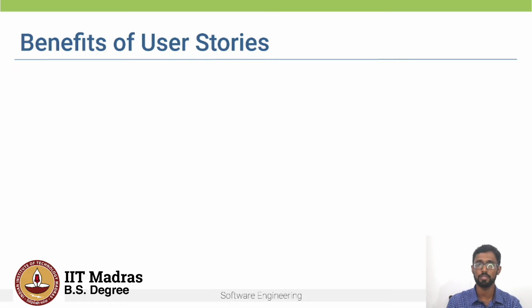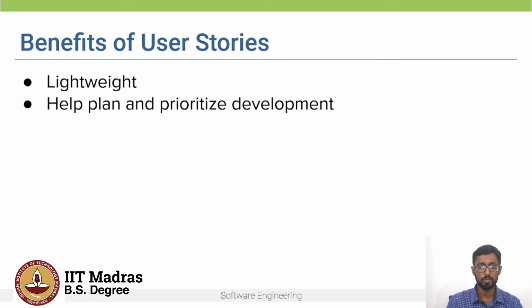So what are some benefits of these user stories? One, we saw that they are lightweight versions of the requirements, as opposed to the SRS documentation which we saw earlier. Second, user stories help stakeholders plan and prioritize development. For example, if I want a feature which has to be implemented first, maybe to get immediate feedback or to get a feel of the system, I can prioritize the development of the user story corresponding to that feature.